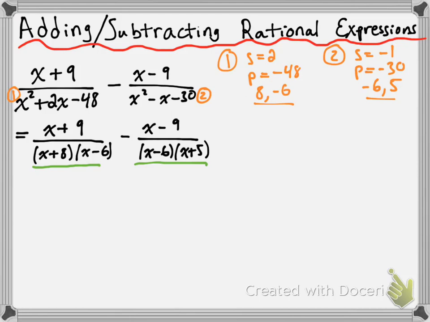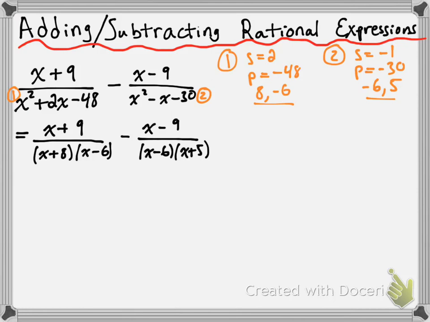The first one, this guy over here, is missing x plus 5 from the second one. That's the factor the second has but the first one doesn't. And the second denominator is missing the x plus 8 that's over here. So what we're going to want to do is place into the denominator of both rational expressions the factors that are missing from the other one. What does one have that the other one doesn't? We're going to have to place it in there.